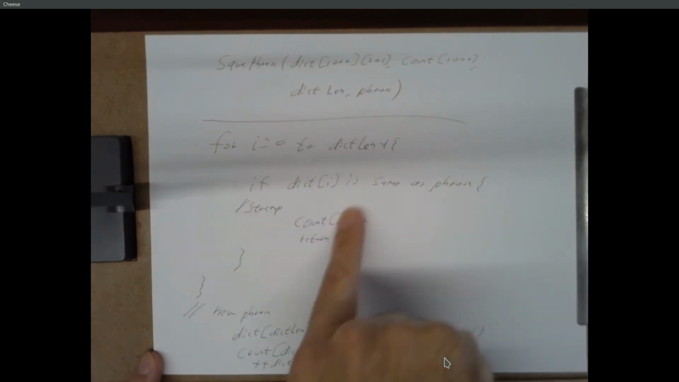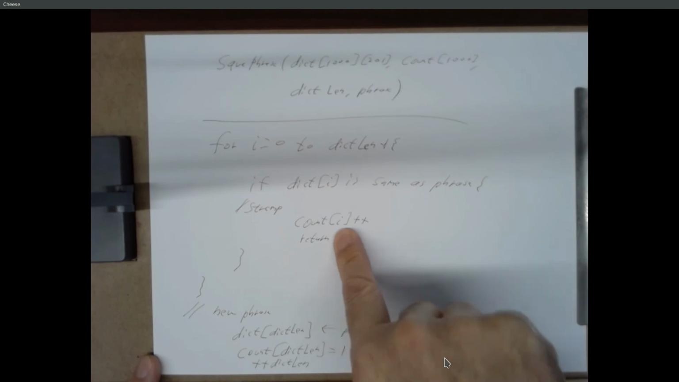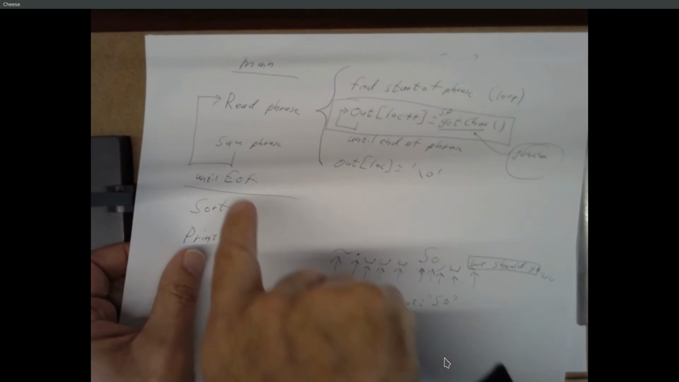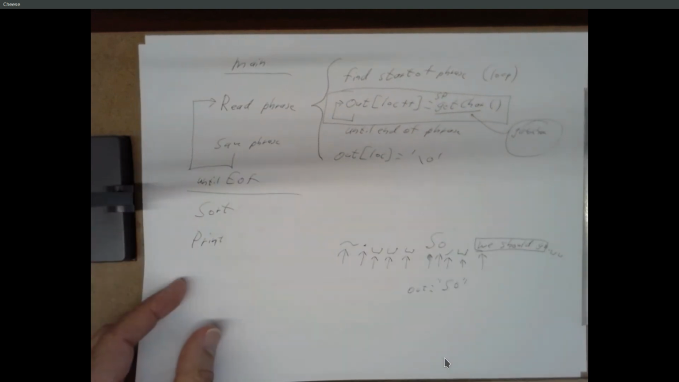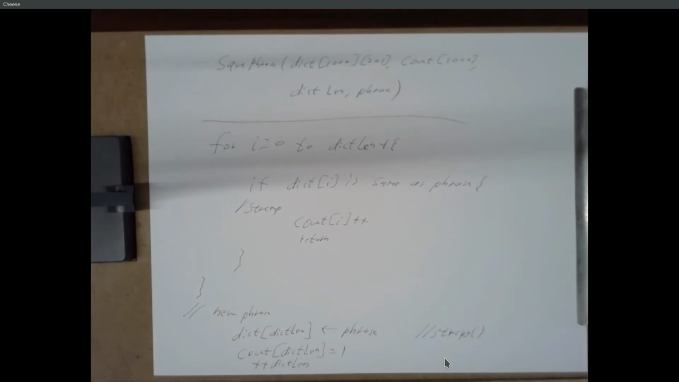Loop through your dictionary. If you find the phrase, bump up that count and return. Or if you loop through and you don't find the phrase, copy it into the next spot in your dictionary, set the count to 1, and return. That's really the essence of the whole save phrase. And then go back, read the next phrase, save that next phrase, and so on. And that gets you most of the way there.